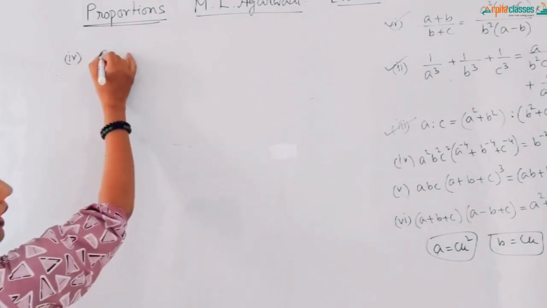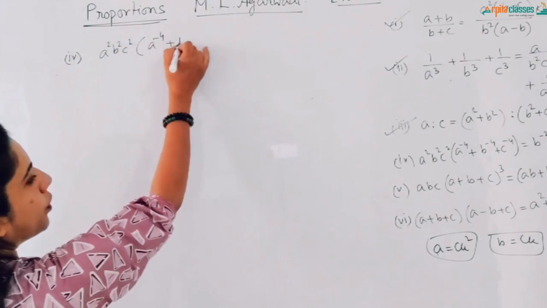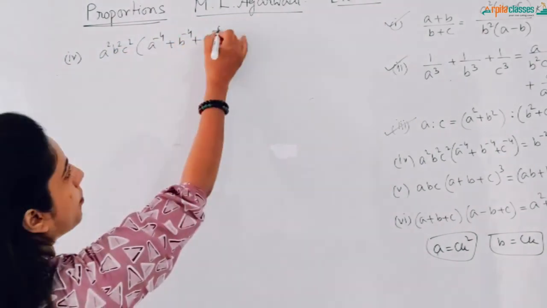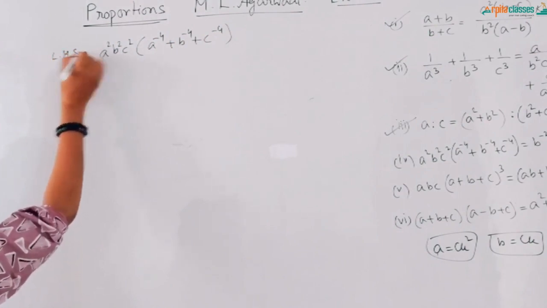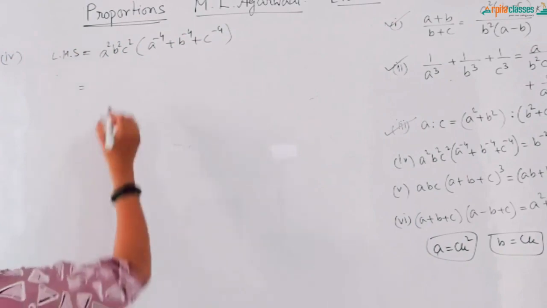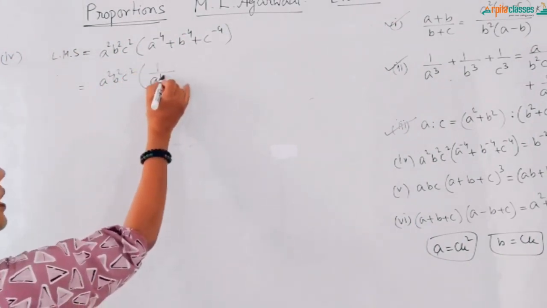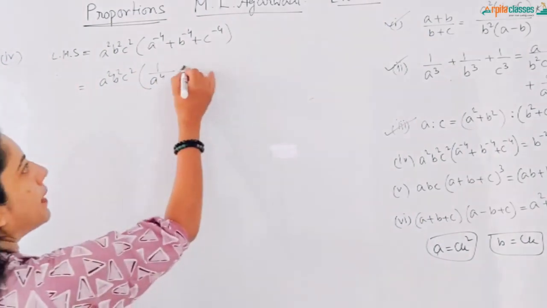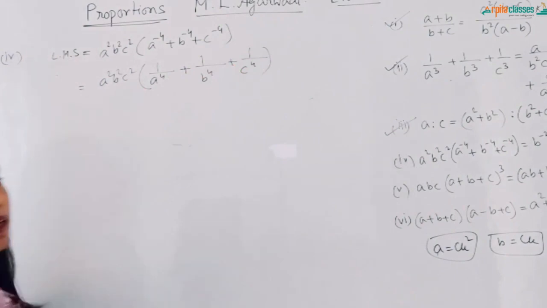Question number 4. A square b square c square whole into a to the power minus 4 plus b to the power minus 4 plus c to the power minus 4. Okay, so this is your left hand side. So first of all, a square b square c square into, a to the power minus 4 is 1 upon a to the power 4 plus 1 upon b to the power 4 plus 1 upon c to the power 4.